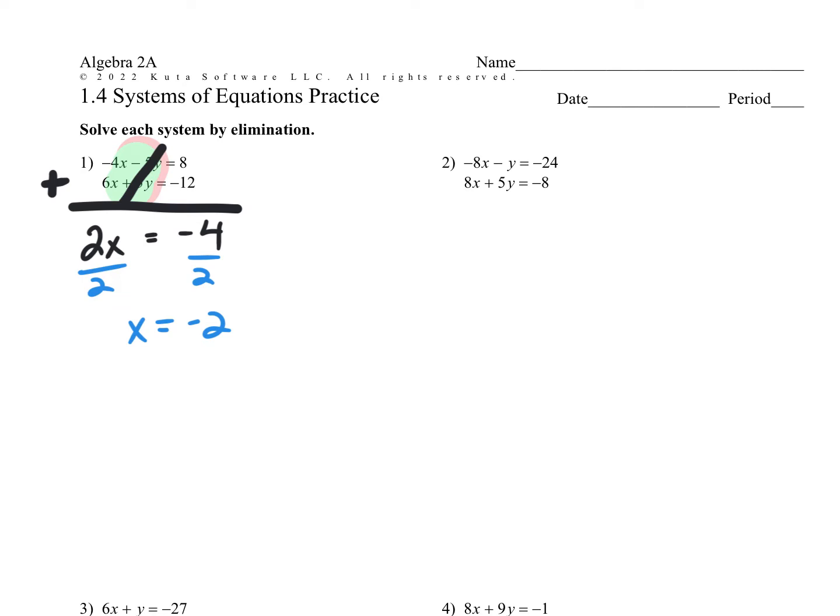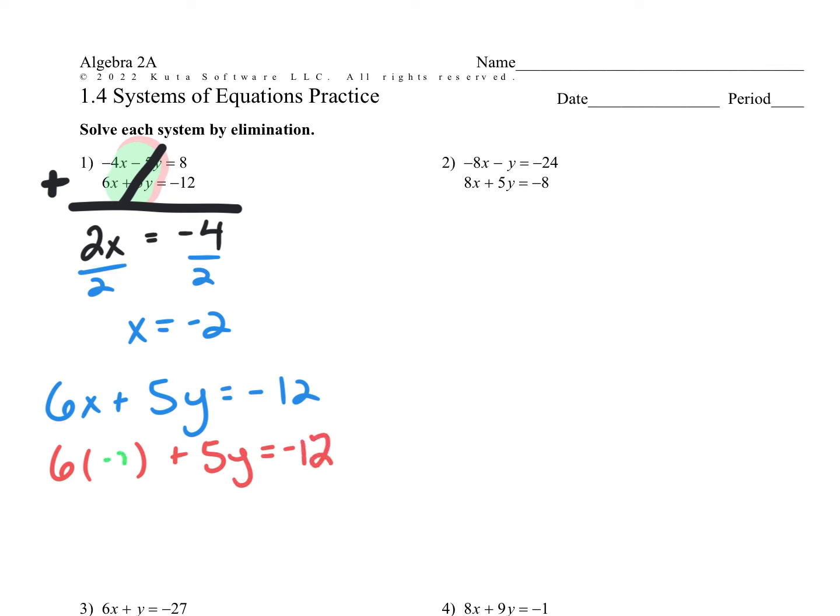Then I will pick whichever equation I think looks easiest. In this situation, I'm going to go ahead and take the bottom equation. So I'm going to choose 6x plus 5y equals -12. Instead of x, I'm going to put parentheses so that I can fill in that x equals -2 that I found.